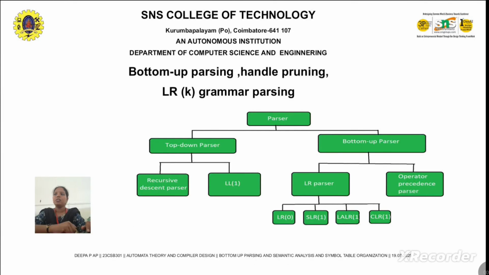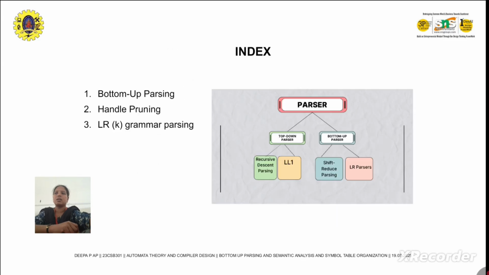Very good morning everyone. Today I am going to explain an important topic in compiler design called bottom-up parsing, which includes the topics of handle pruning and LR(k) parsing, grammar parsing. First, let us understand what parsing means. Parsing is the process of analyzing a string according to the rules of a grammar. In compiler design, parsing helps the compiler check whether the input program follows the correct syntax or not.